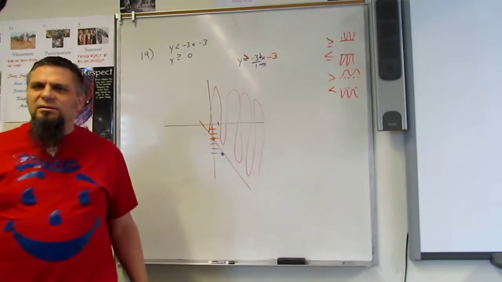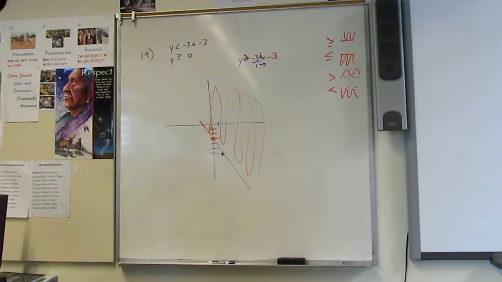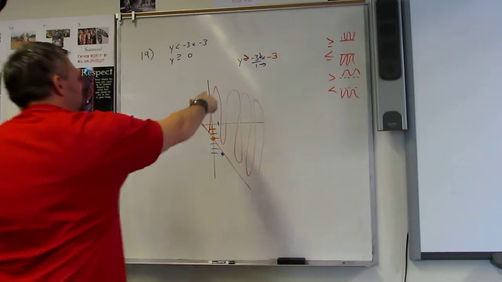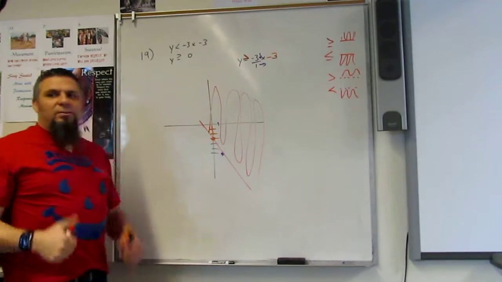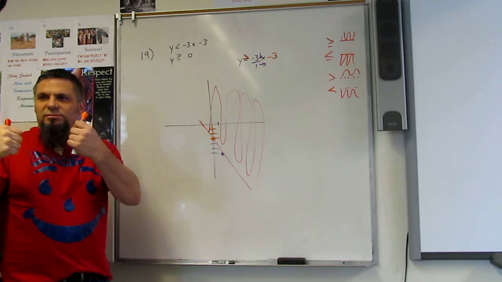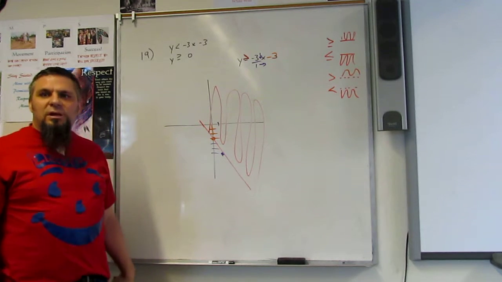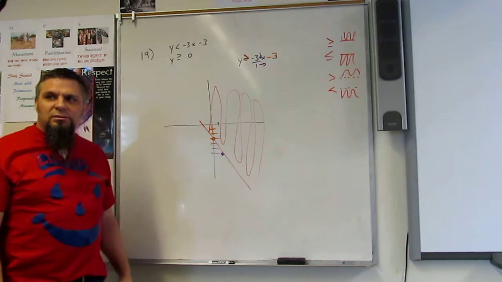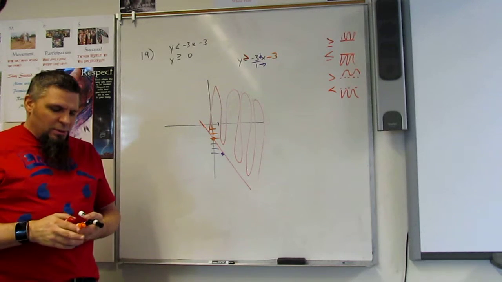Does that make sense? Real simple. Just treat it like it's an equal sign and you're okay. Get your line in there, and if it's dotted, make the line dotted. If it's not dotted, then you shade up or down. And that's it. As long as it's in this y equals form, we're solid. Solid as a rock.